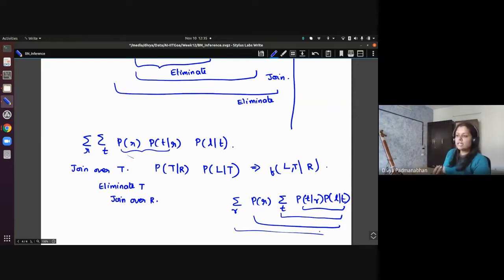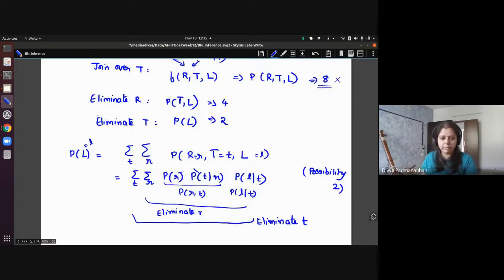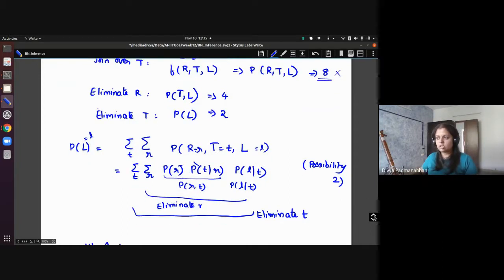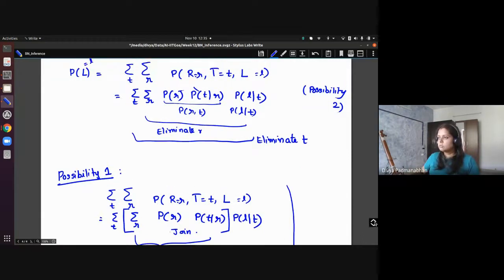But does it give you any value? That is something you have to see, because here also you're creating a factor. How many entries would be there in this factor? 8. This will also have 8 entries, right? So what I want to hint at is there are these various combinations that are possible. And sometimes you have to make a choice of what is the best sequence of operations you need to do in order to evaluate some query. Because some orderings are good and some orderings are not good. Okay, so that's one thing.